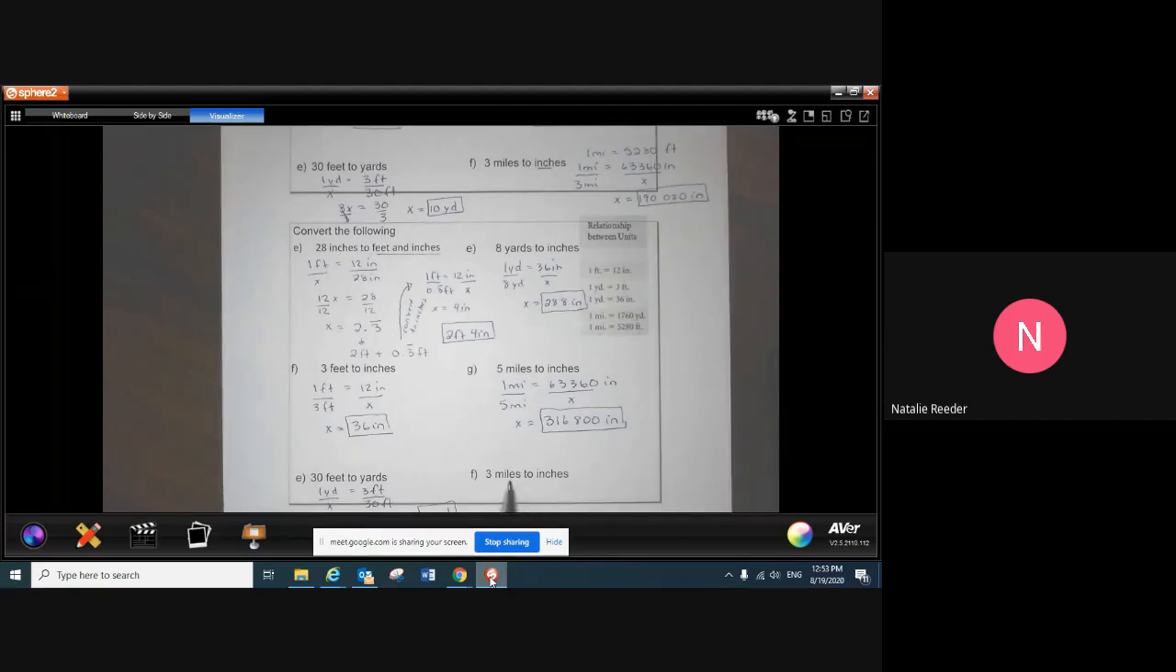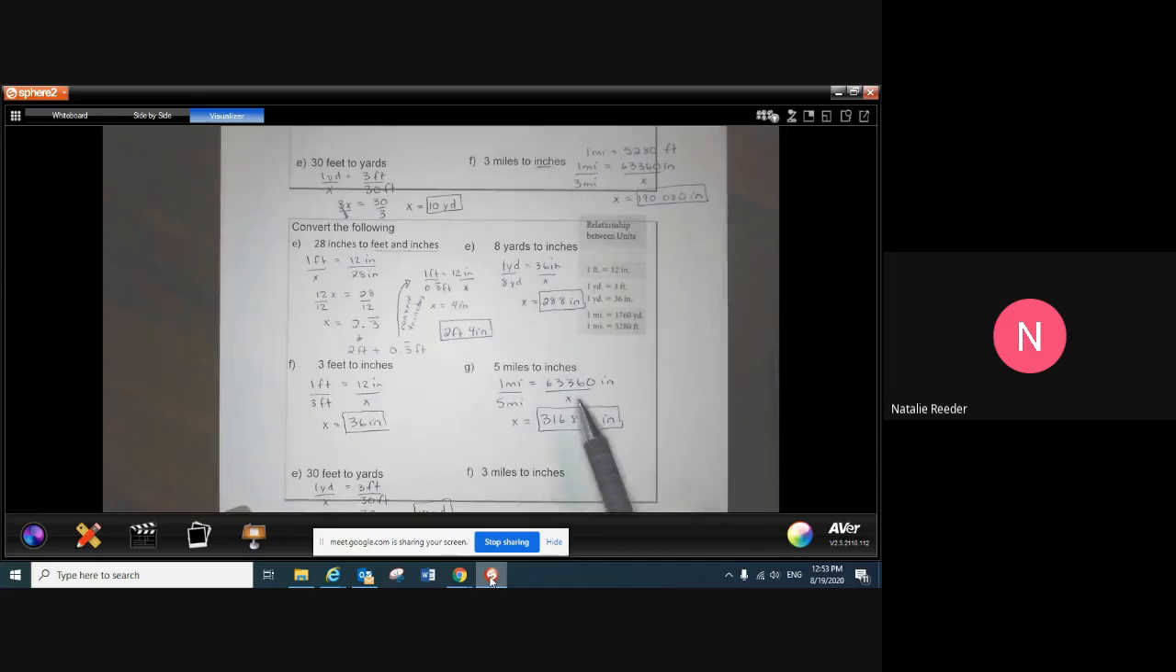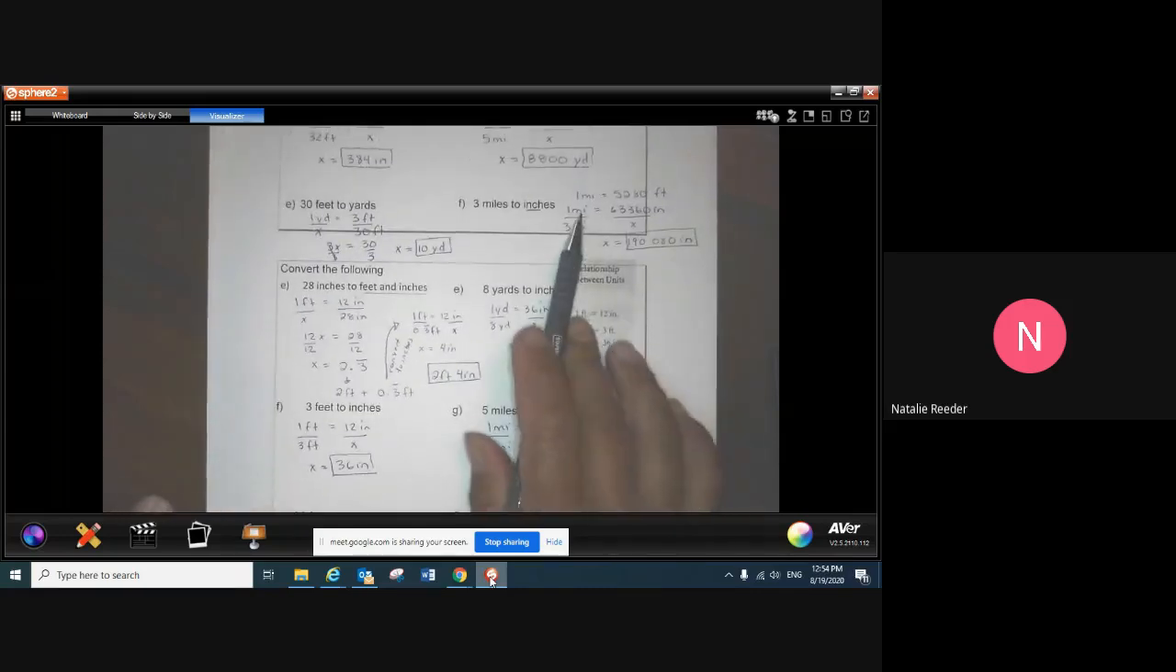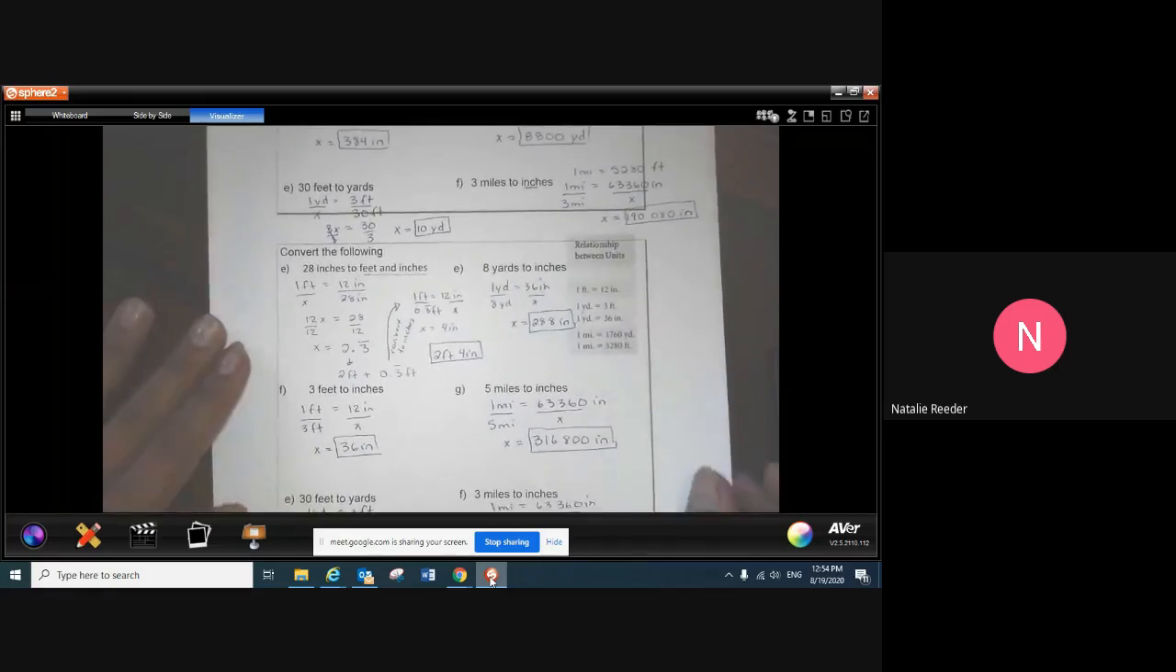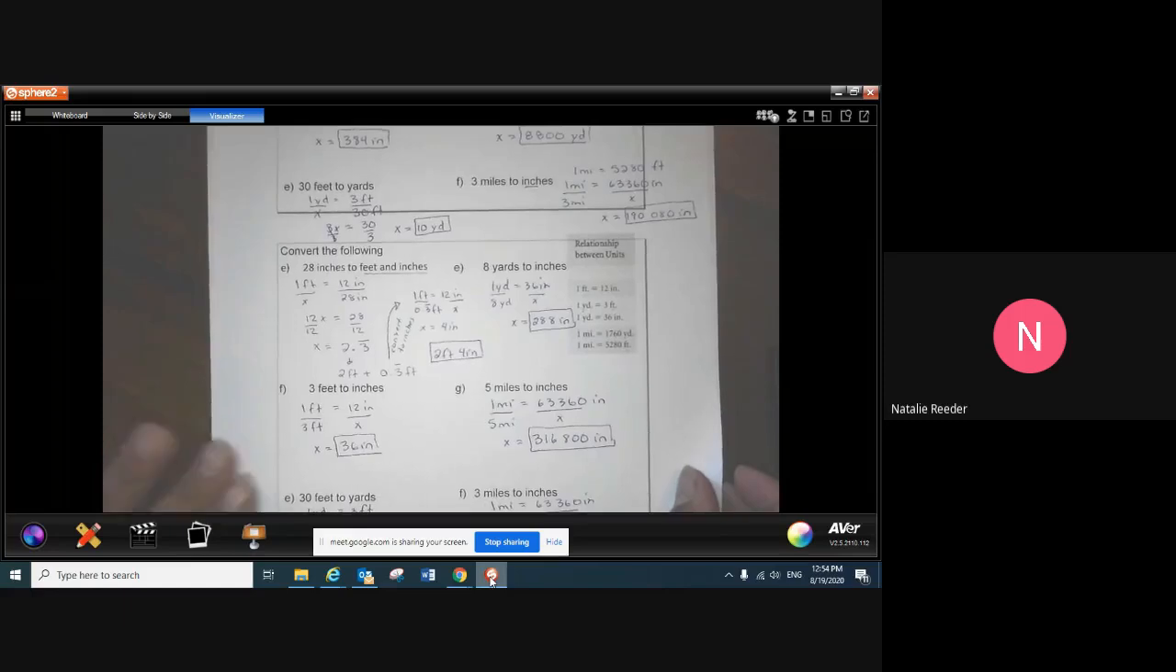All right, now this next one is another miles to inches. So again, we can still use this conversion factor that I have here instead of doing all that work again. 1 mile is equal to 63,360 inches. I have 3 miles, and we want to know how many inches that is. So that gives us 190,080 inches, which happens to be exactly the same example as this one. So we did the same one twice. All right, so I hope that you understand that. And you always set up your proportion to start, and then you solve your proportion.